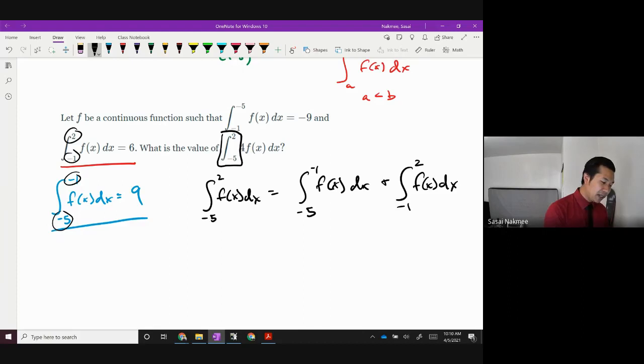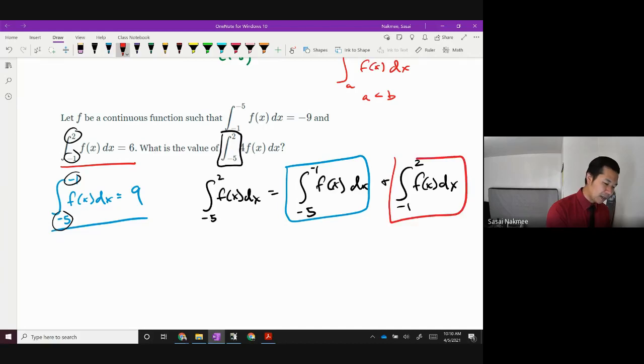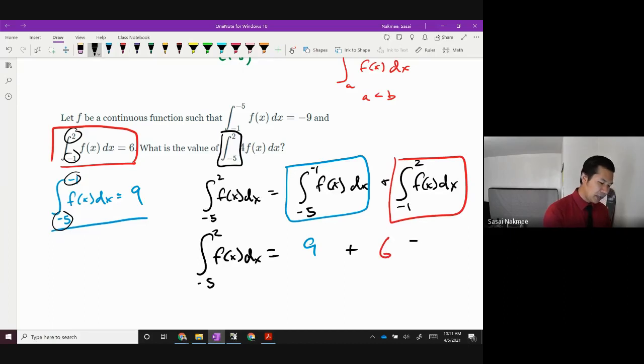Why do I care? Because I actually know what the value of this is. You see that? I actually know what the value of that is, and I know what the value of this is right here. So I can actually plug those in. The integral from -5 to 2 of f of x dx is equal to 9 plus 6, which would be equal to 15. Now we're not done.